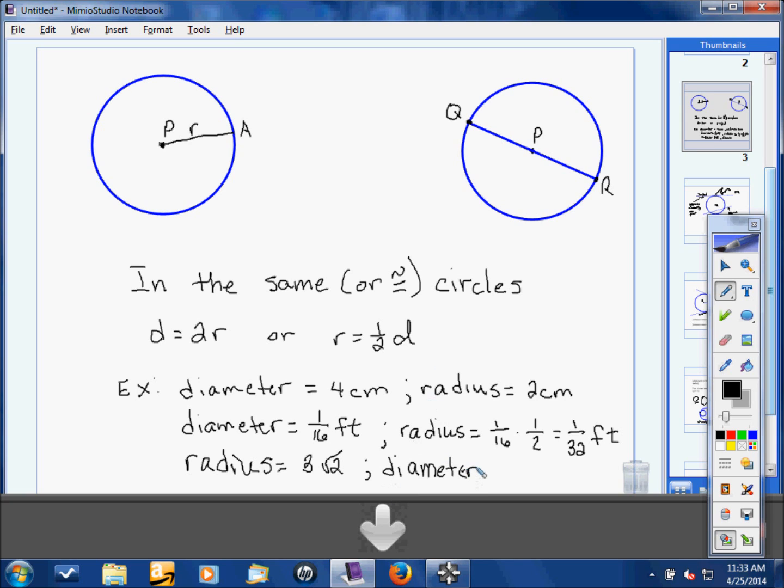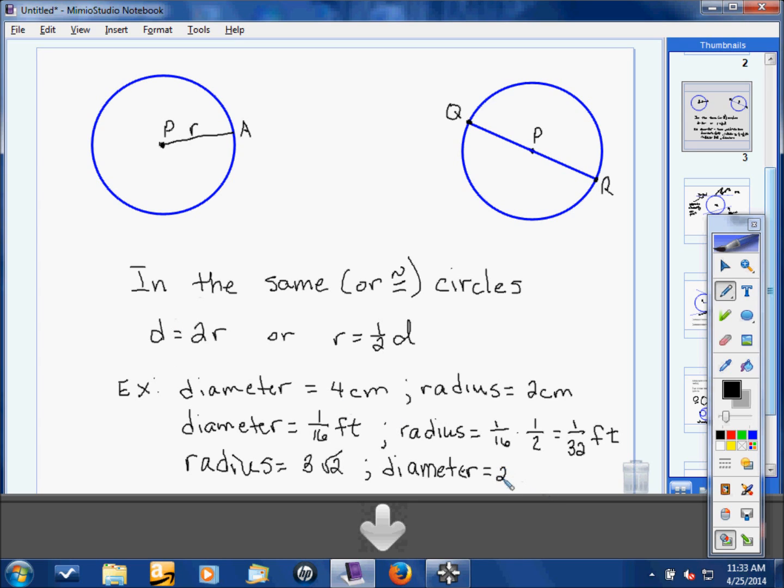And so a diameter is 2 times the radius. So if you're given the radius, you find the diameter by doing what, Preston? Multiplying by 2. So then, 3 square root of 2 times 2 gives you how much?